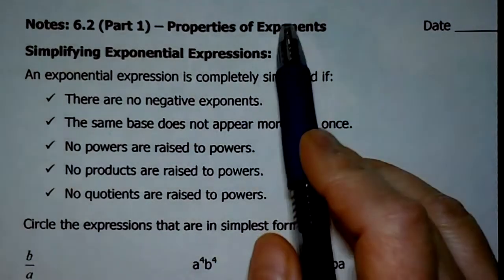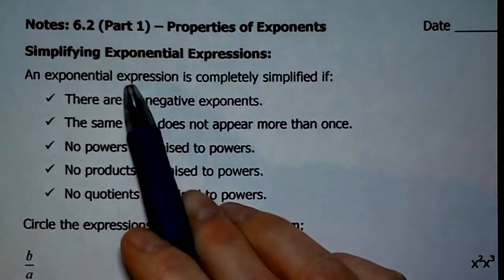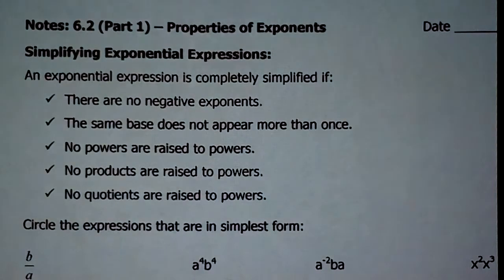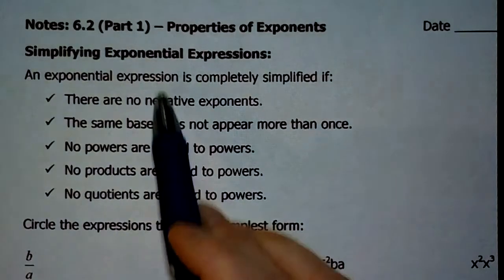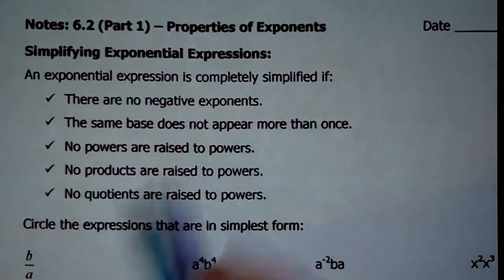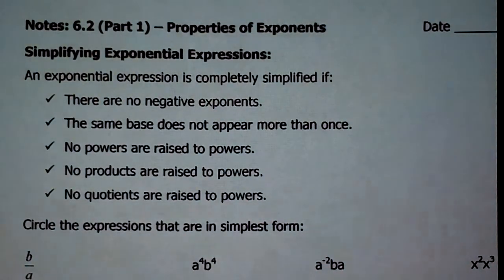Alright, so properties of exponents. The first thing we're going to do is work on simplifying exponential expressions. So you've already worked on simplifying radical expressions, and you learned the criteria for simplest form for that. It's the same thing here. When you have an expression with exponents in it, all of these things have to be true in order for it to be in simplest form.